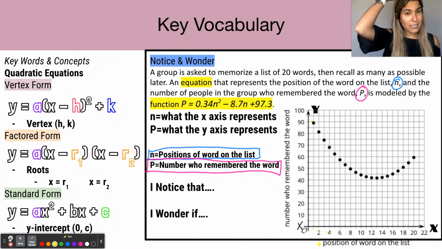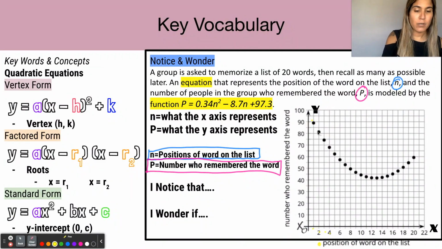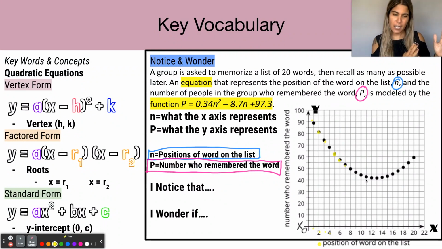As we go down the list, less people remember the words. It becomes less and less. But something happens towards the end of that list where it dips down and then starts going back up. So it seems like people started remembering the end of that list, but not as many people as did in the start. So what can we say about this?